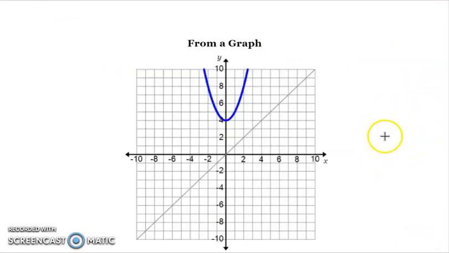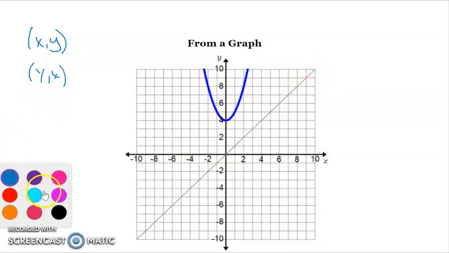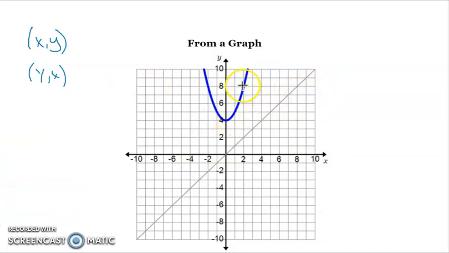Now from a graph, same idea. We're going to take all the x comma y's and write them as y comma x. I'm not going to do this for all of them, but I want you to think about what that would look like. I've got 2 comma 8 and negative 2 comma 8 as reference points, and same thing with 0 comma 4. You'll notice there's a gray diagonal line there. That is the equation y equals x. So if x equals y and y equals x, that's going to play a role.